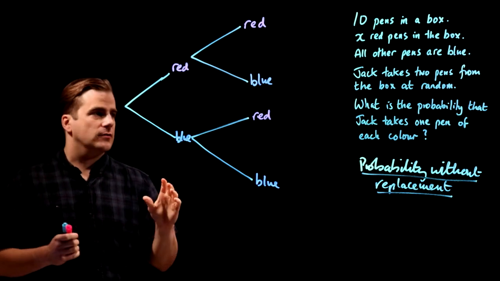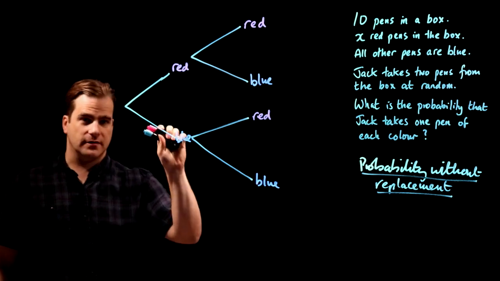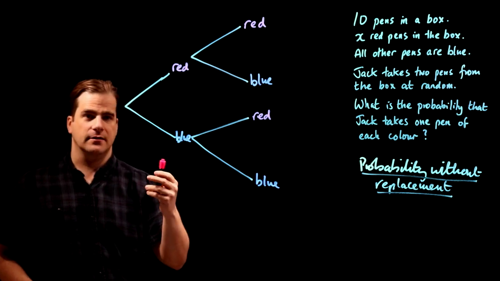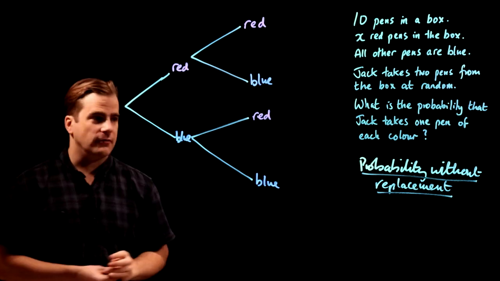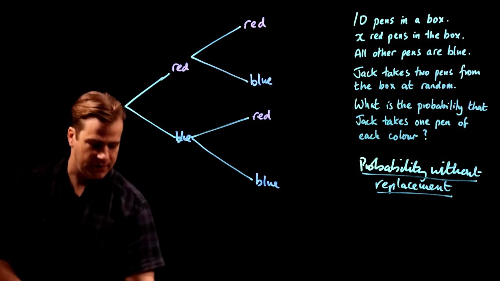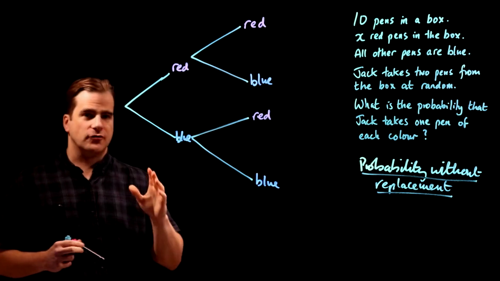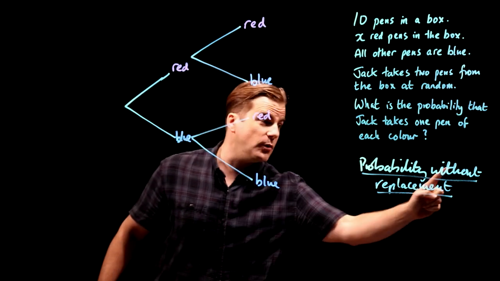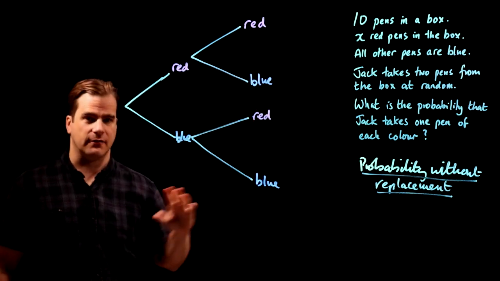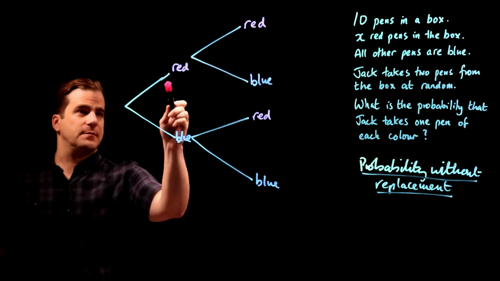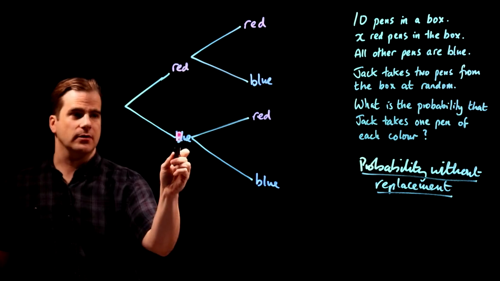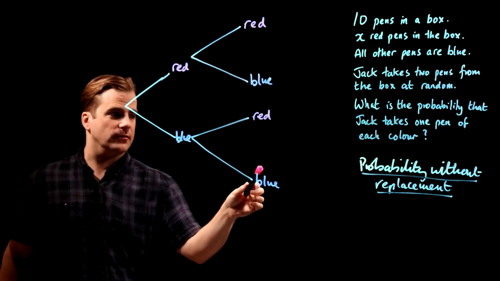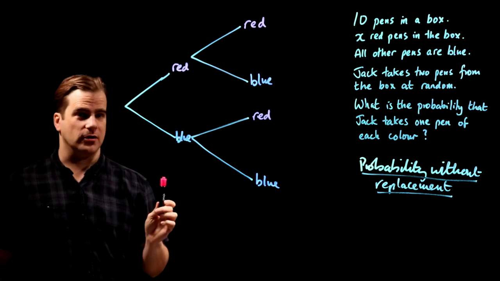like I said, reaching in and grabbing 2 pens at once, okay, is exactly the same as reaching into the box and grabbing the first pen and then leaving it out, then reaching in again and grabbing the second pen, okay? So, we're going to treat it like the first pick and then the second pick, but we're not putting the first pick back. It's probability without replacing. We're not replacing that first pick. So, with the first pick, that's this one here, you can either pick red or blue. And then with the second pick, he can again pick either red or blue, whether he's chosen red or blue the first time or not. Okay.